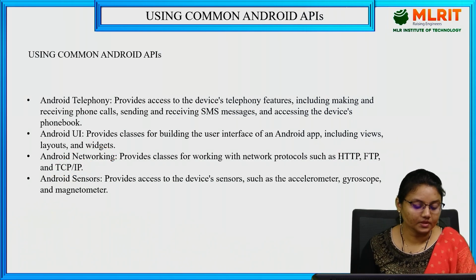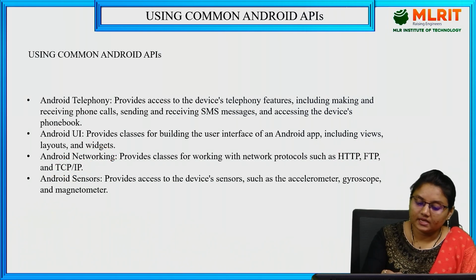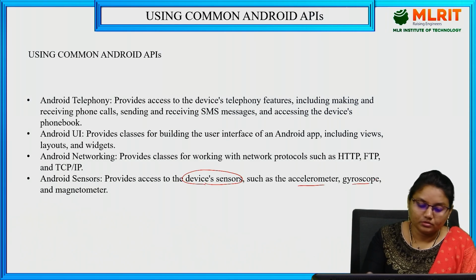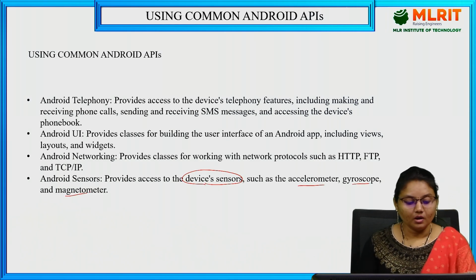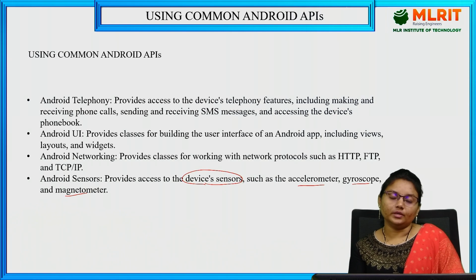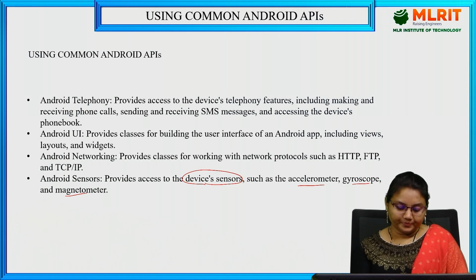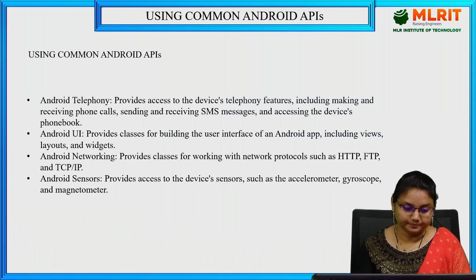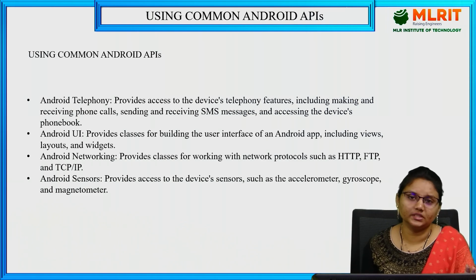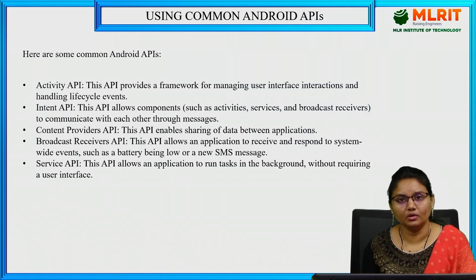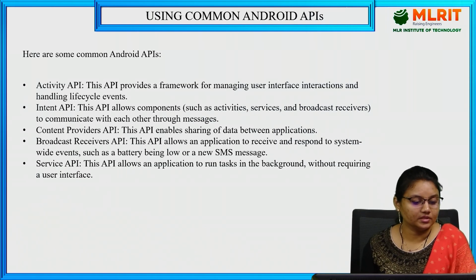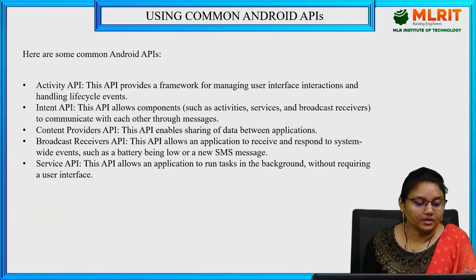Similarly, Android sensors. It provides access to the device sensors such as accelerometer, gyroscope and magnetometer. What are the external sensors that you wanted to integrate with your Android device? Then you need to use these APIs. So these are a few things that we have. There are many more. A few I have addressed here. These are some common Android APIs.